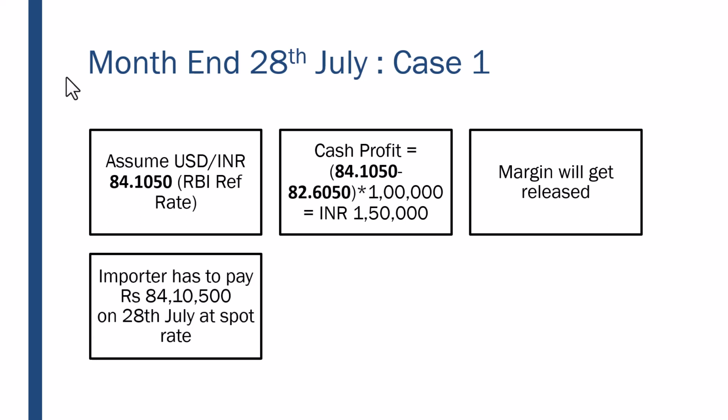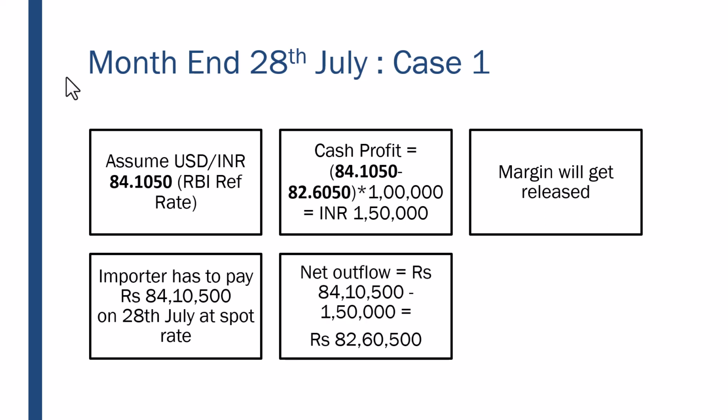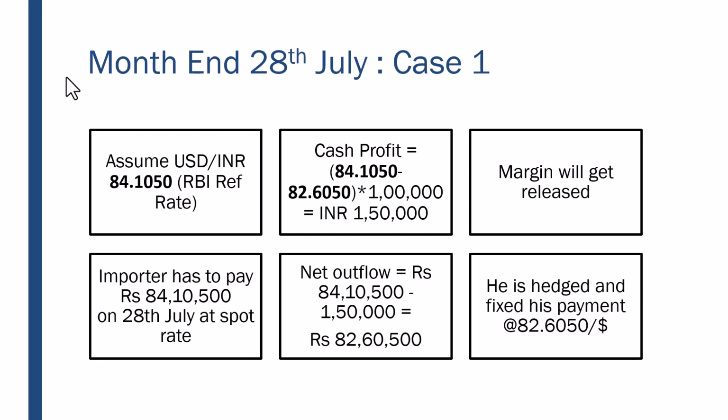Okay. So here on that day, since the dollar had gone up, you will be making your payment to the importer at 84.1050, which is 84 lakh 10,000. But you will be getting 1,50,000 rupees from the stock exchange, which means your outflow will be only 82 lakh 60,000. So you are hedged at 82.60.